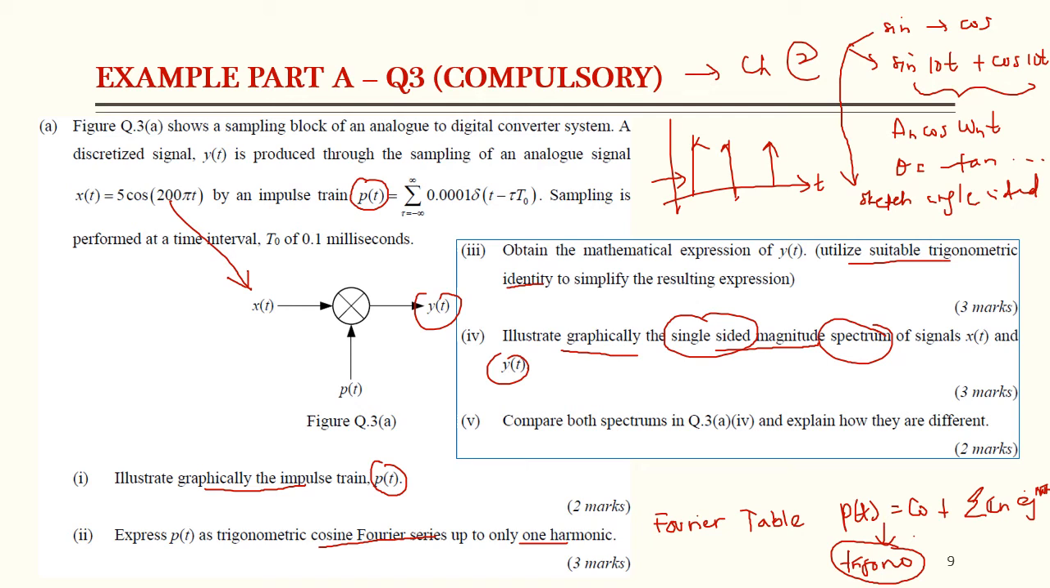And then compare both in Q3A4 in here, explain how they are different. So you need to compare the spectrum of x(t) versus y(t). So what can you say about the spectrum?